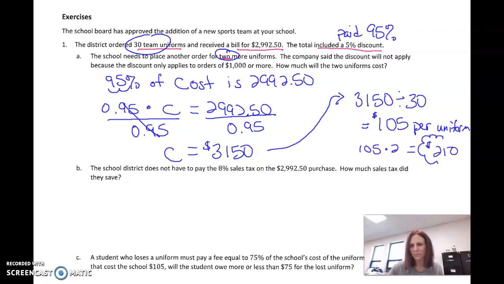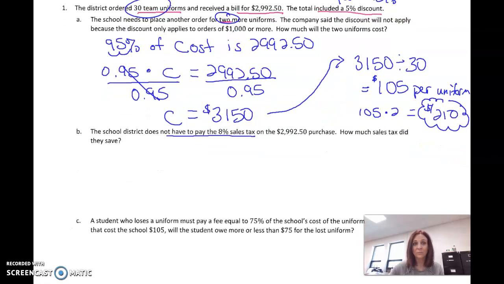Again, guys, just kind of common sense. Think of it in terms of what percent you're paying instead of what the discount is. All right, so keeping along the same lines here, the school district, fortunately, does not have to pay the 8% sales tax. So how much sales tax did they save?